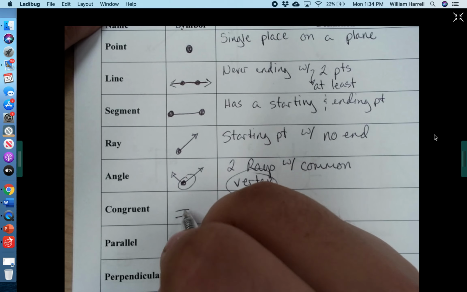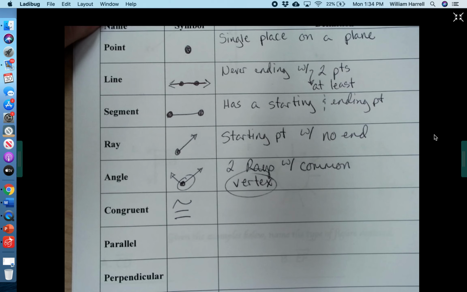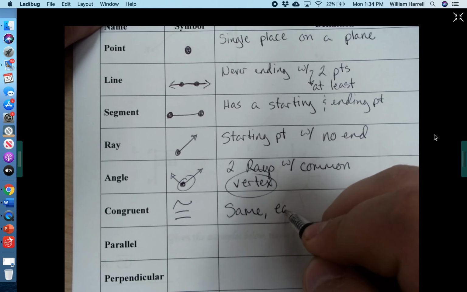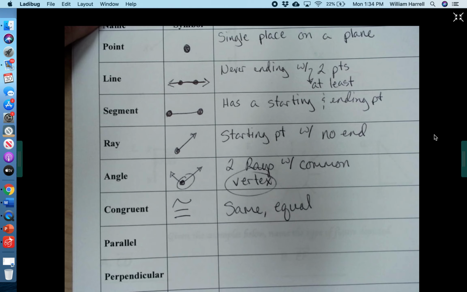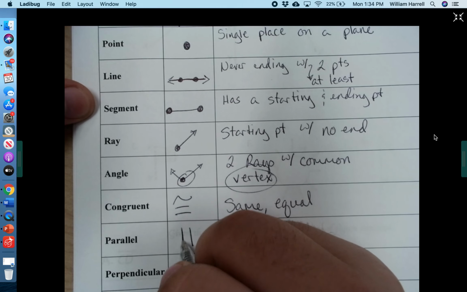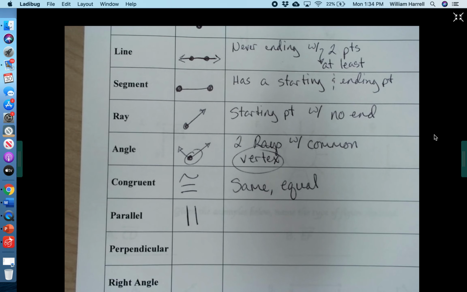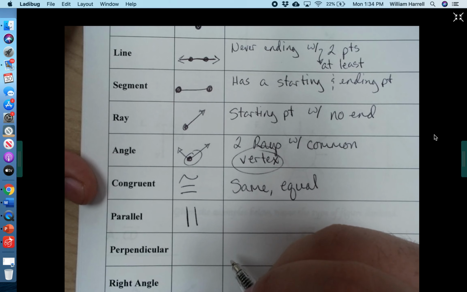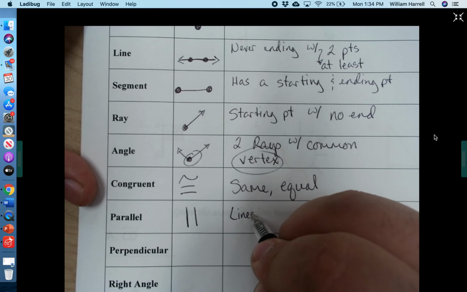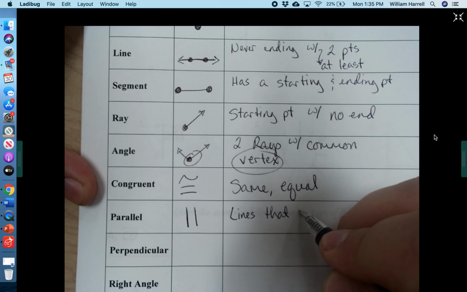Congruent looks like an equal sign with a squiggle up top. It just means the same or equal. For our purposes, this isn't mathematically correct, but don't worry about it. Again, congruent: same, or equal. Parallel looks like train tracks, or the outside of a capital H. Parallel lines, y'all know what these are. Y'all looked at them a lot in Math 1, lines that never touch.